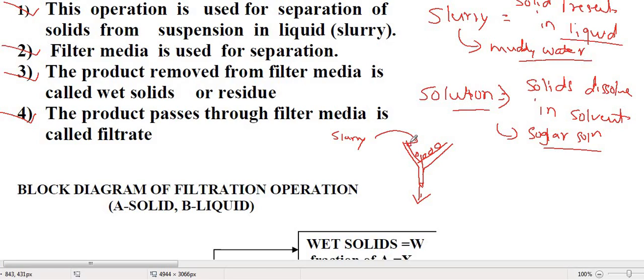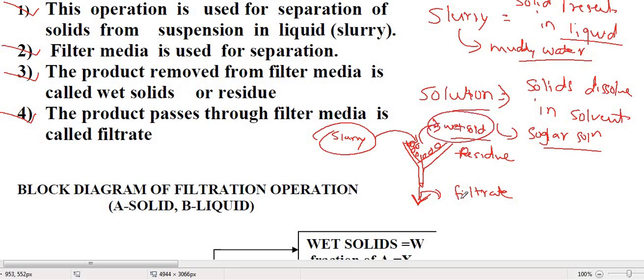Okay, while the solid particle that retain on this filter media, that is called wet solid. This is called wet solid. Or this is also called residue. Okay. While clear liquid that passes through this filter media, filter paper, that is called filtrate. Okay. So here input is slurry and there are two output. Wet solid is the output and filtrate is the output. Okay. So in this operation, one input and two output.